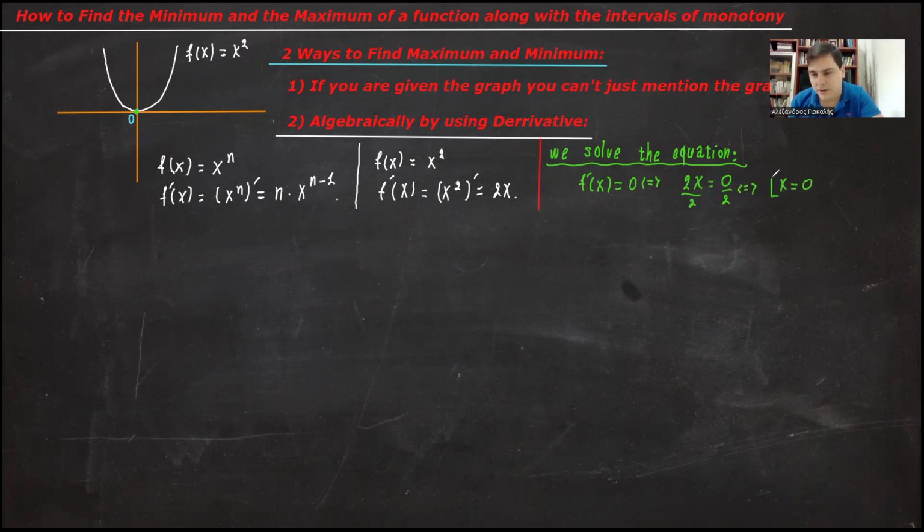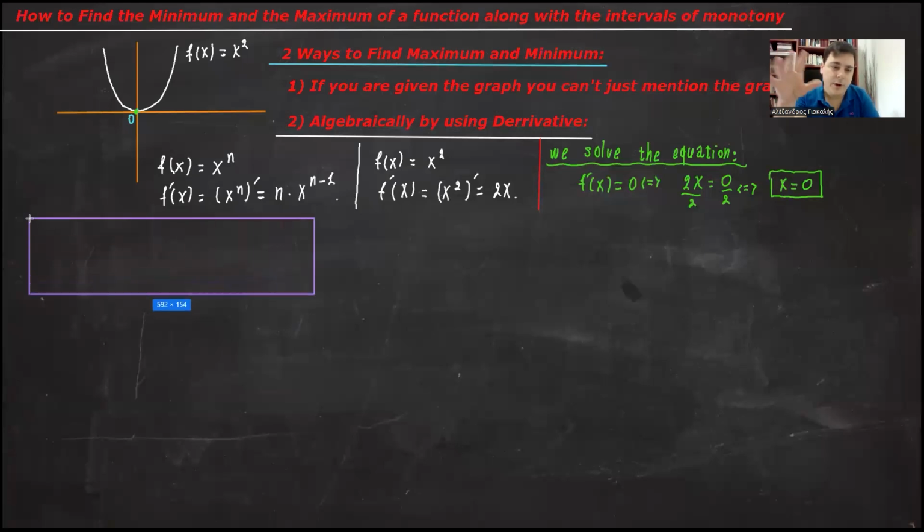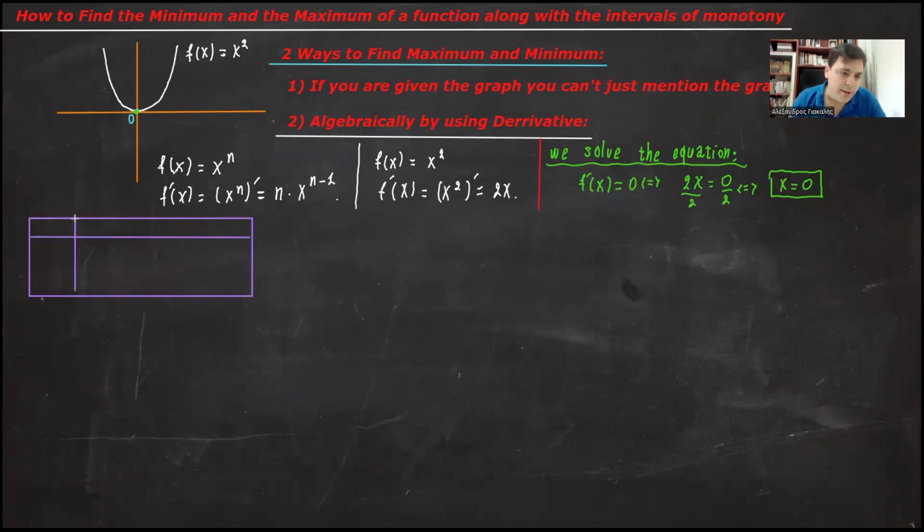Now, we are going to make a sign table in order to find the intervals of monotony, where we have an increasing function and where we have a decreasing function, along with the points of maximum or minimum. So, we need to draw 3 horizontal lines. We need one for x, from negative infinity to positive infinity. Here we have the number 0, f prime of x, and here we put f of x. We have to draw a vertical line here.